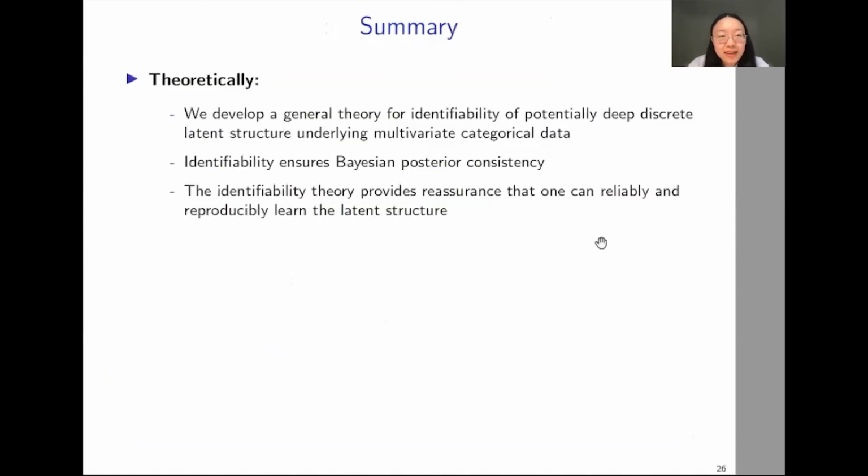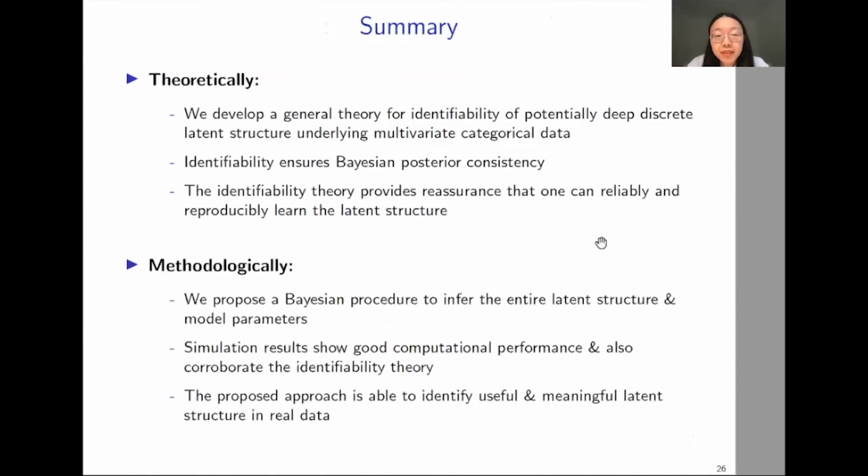To summarize, in this work, we have addressed the theoretical identifiability issue. We developed a general theory to identify potentially deep latent structures underlying multivariate categorical data. The identifiability ensures Bayesian posterior consistency, and it provides reassurance that one can reliably and reproducibly learn the latent structures.